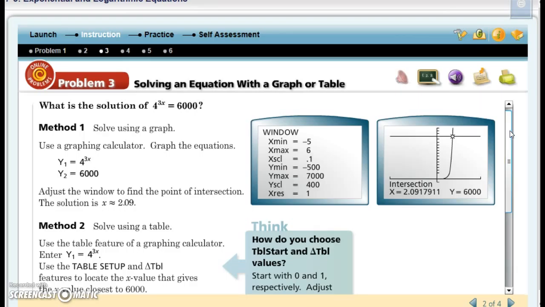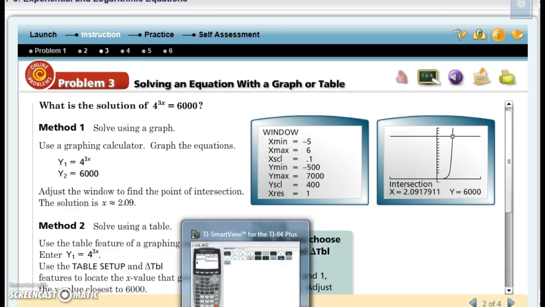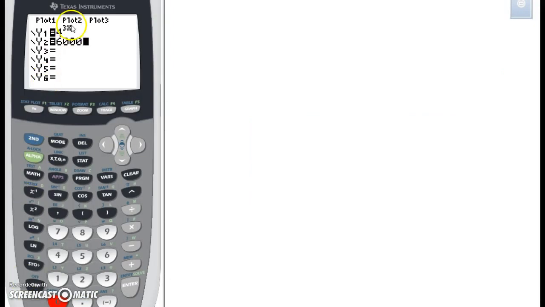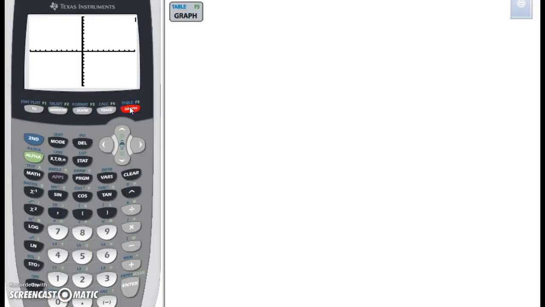Okay, so let me model this little process here for you. So again, you would type in the left-hand side and then the right-hand side of the equation. Now, the only downfall with this particular method is that this number 6,000 is really, really big. And so you're going to have to change your window when you hit graph in order to see the intersection point. And you may have to fool around with that window several times because as you see here, it's a little hard to tell where these are going to intersect.